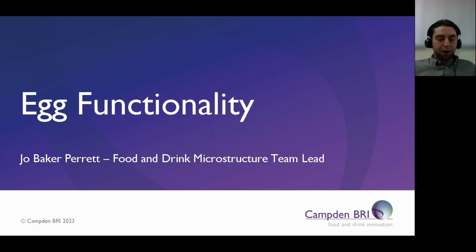So today I'm going to talk a little bit about what is functionality, the types of functionality that are important, and specifically focusing on physical characterization, physical functionality, the tests that are available to analyze these functionalities, tests that can be done in-house or at Camden BRI, and how those tests and how understanding functionality can be useful for your process for improving product quality, consistency on plant, reducing waste, these sorts of things.